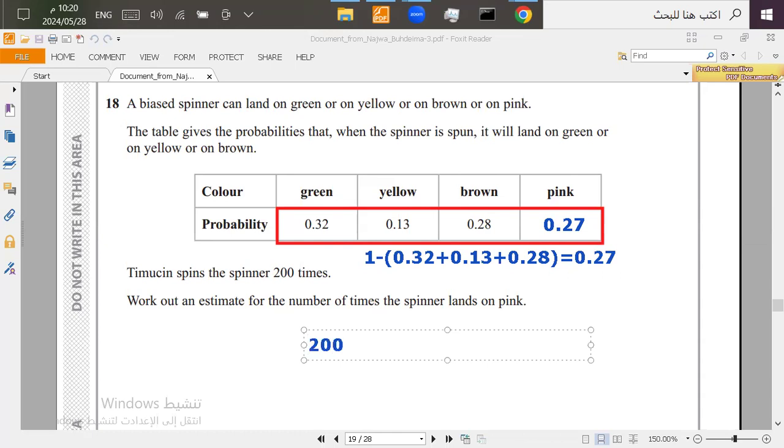So 200 multiplied by 0.27. And we will get the answer for the question. So 200 times 0.27, and the answer is 54. It means we will get pink 54 times when we spin the spinner 200 times. And this is how you answer a question like this. So focus on this, that the probabilities must add up to 1. And then use the probability that you got multiplied by the number of total times, and then you'll get the number of times for pink. Now, let's move on to the next question.